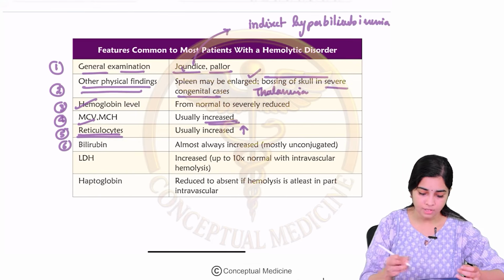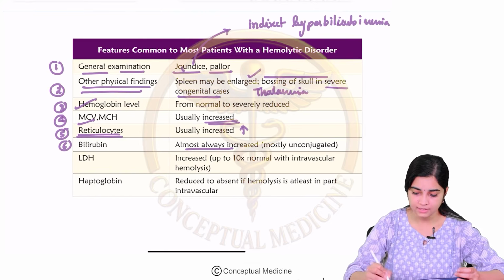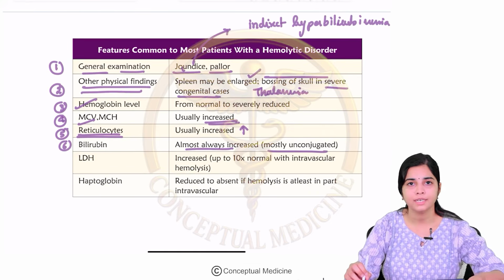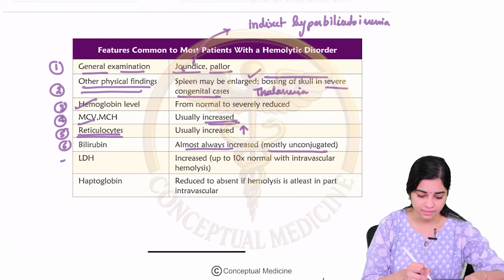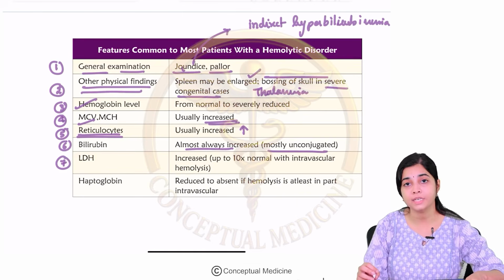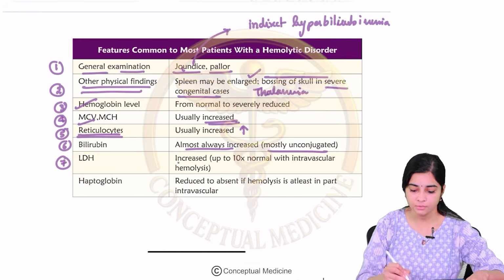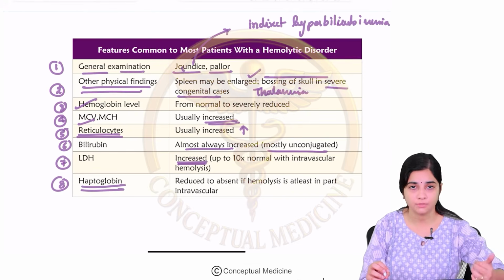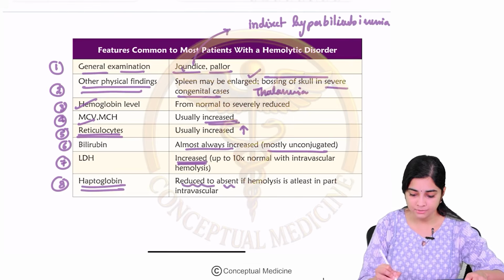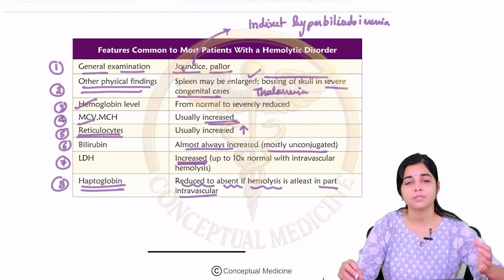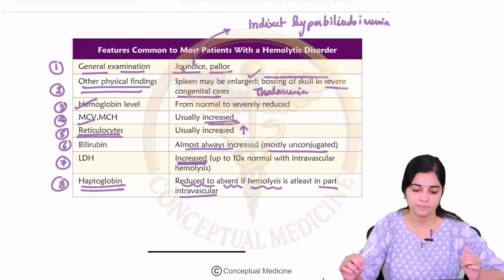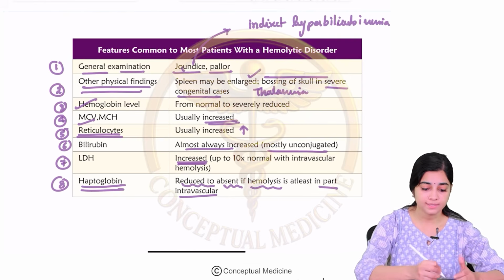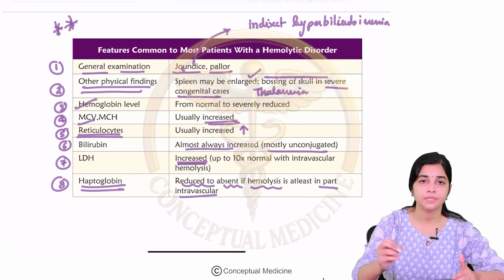Fine. Then, what happens to the bilirubin? It is increased and it is an unconjugated or an indirect hyperbilirubinemia. Then what happens to the LDH? LDH is also another very important marker which is usually increased in hemolysis, and the other important marker is haptoglobin, to which the heme is usually bound, and this is reduced to absent in hemolysis, especially in intravascular hemolysis, which is happening within the vessels. Okay, fine. So this is something that we should be very clear about.